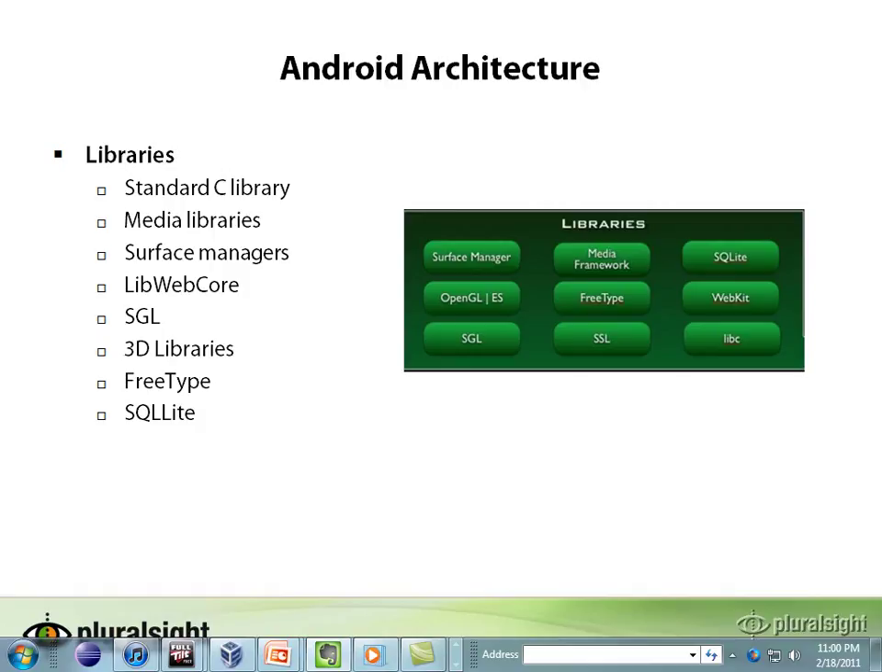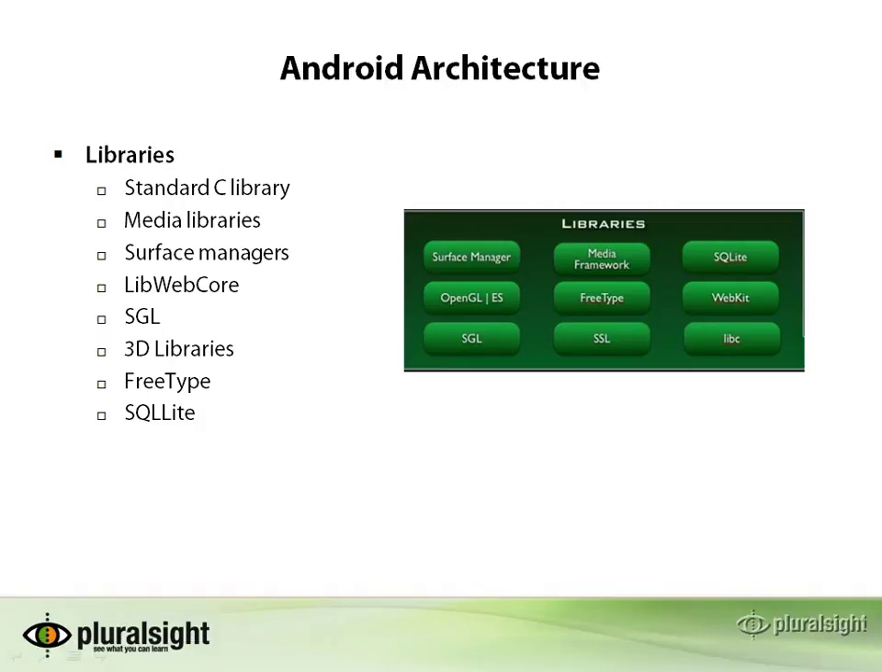You can have both on a screen in an Android application. Then the libweb core, which is basically a WebKit browser engine, the same that Safari is based off of. And then we have SGL, which is our 2D graphics library. We have some 3D libraries, OpenGL ES, which will allow us to build full 3D applications and games. And then for our font rendering, they have FreeType, which is a freely distributable font library, so you don't have to worry about copyright issues there. And then SQLite is the underlying relational database that is used by Android.